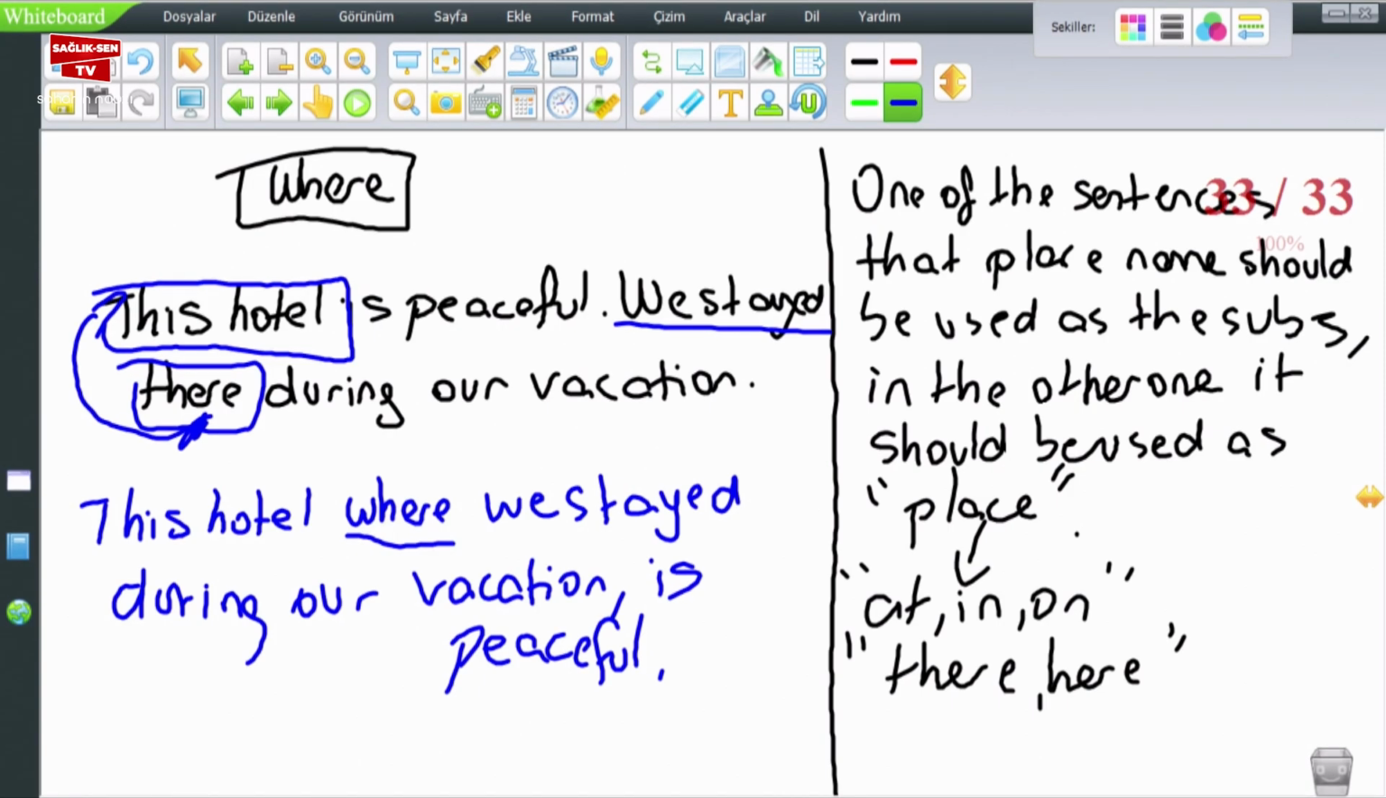This note is very important because we have two sentences. We used twice the same thing, but the purposes of those uses were different. One of them, it was used as the subject, and in the other of them, it was used as a place. We can understand from a preposition, or we can understand from there, here, such as like that.